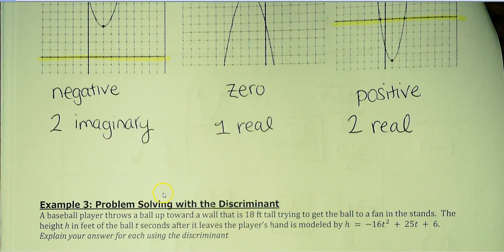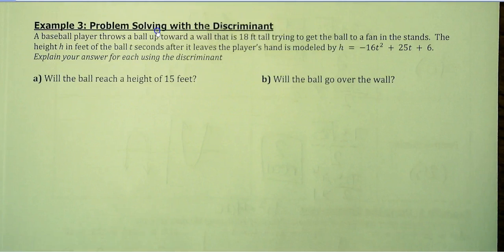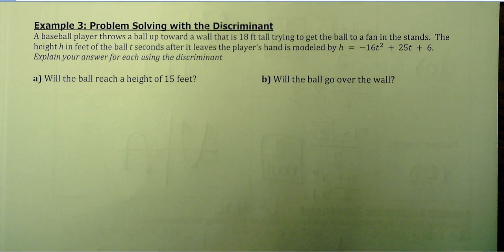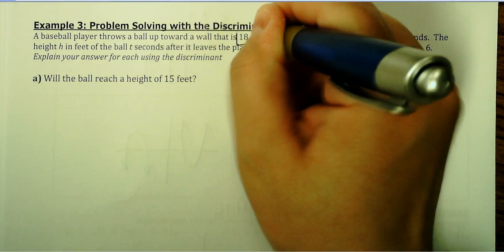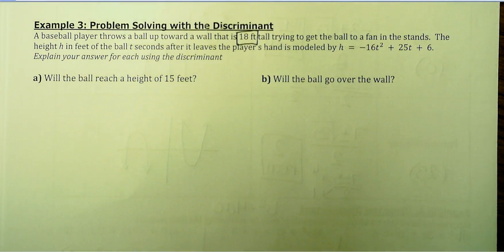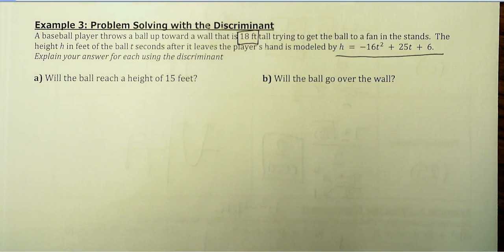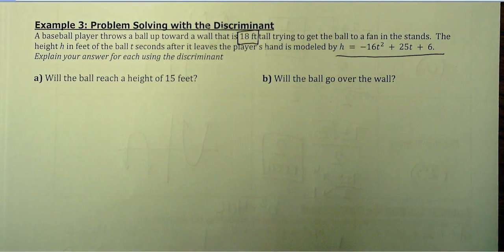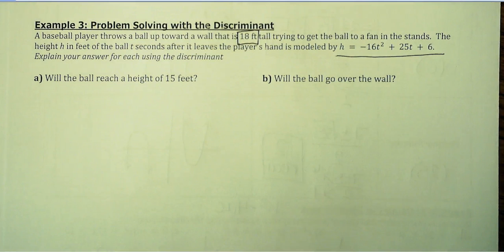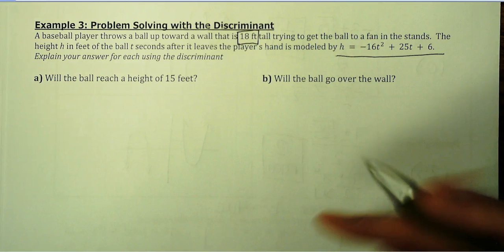Okay, so finally, down here at the bottom, a little application of the discriminant. This says a baseball player throws a ball upward toward a wall. It's 18 feet tall, so there's the height of the wall there. He's trying to get the ball to a fan in the baseball stands. The height h in feet of the ball t seconds after it leaves the player's hand is modeled by this equation here. Explain your answer for each using the discriminant. I want to know, will the ball reach these certain heights?